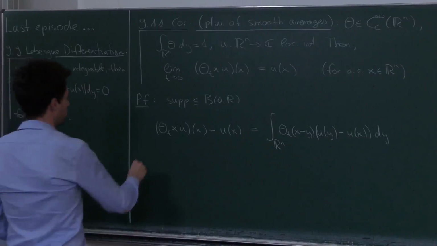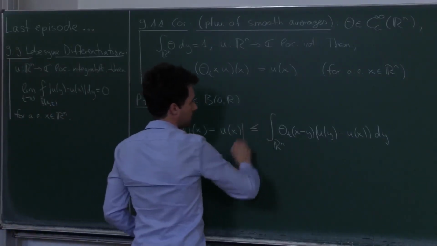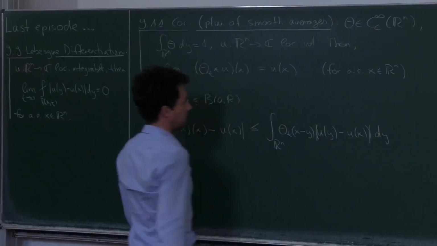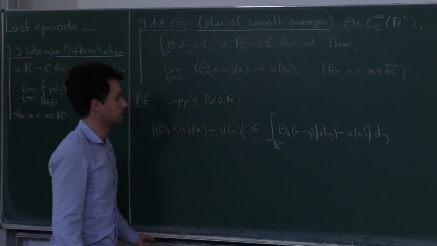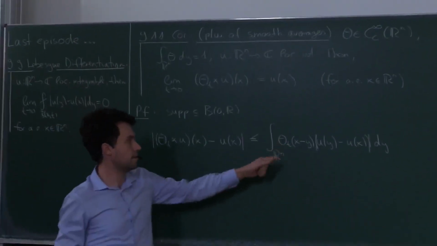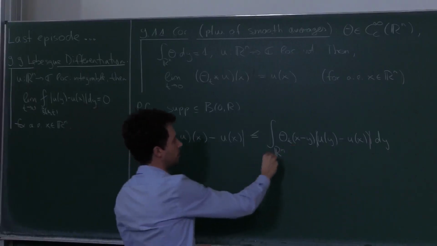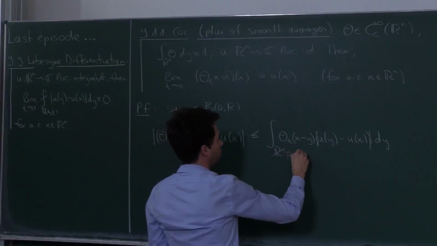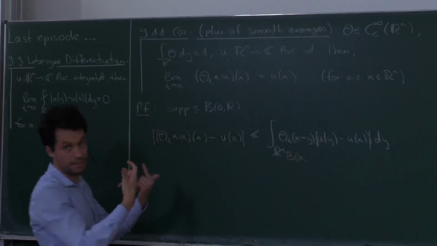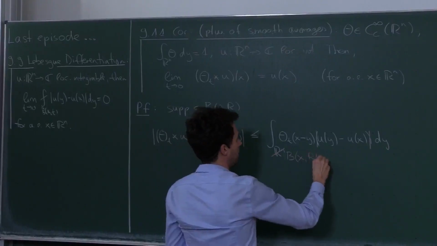And then it's almost there. I'm going to take absolute values, I'm going to throw absolute values inside. I'm going to remind myself that if theta t of x minus y is non-zero, then actually I'm integrating on a ball centered in x. This is by the translation. And then by the dilation, the radius of that ball is going to be r times t.